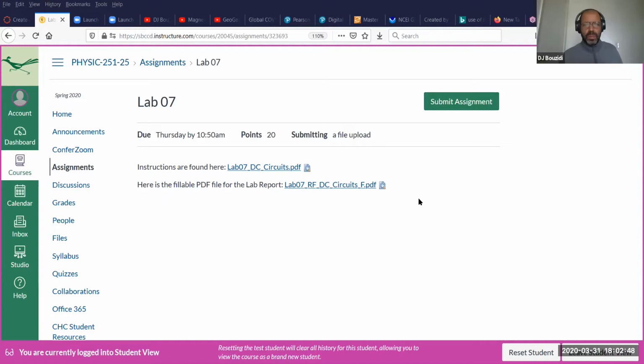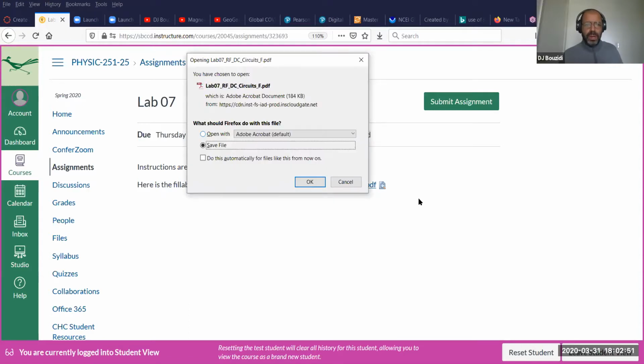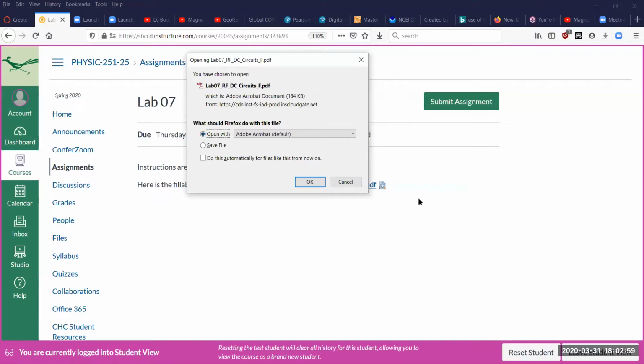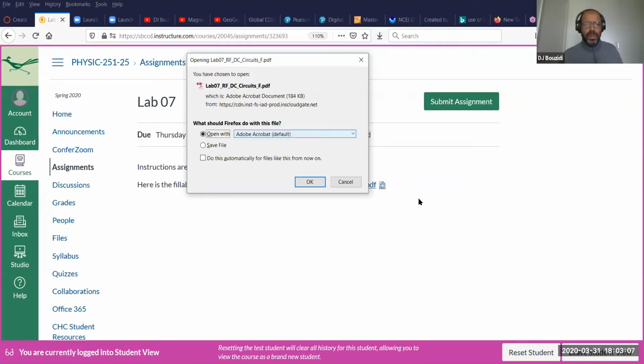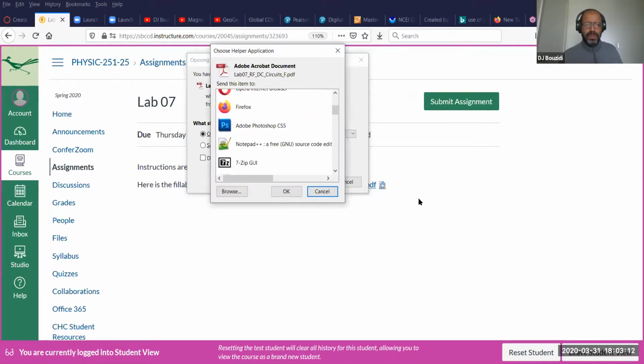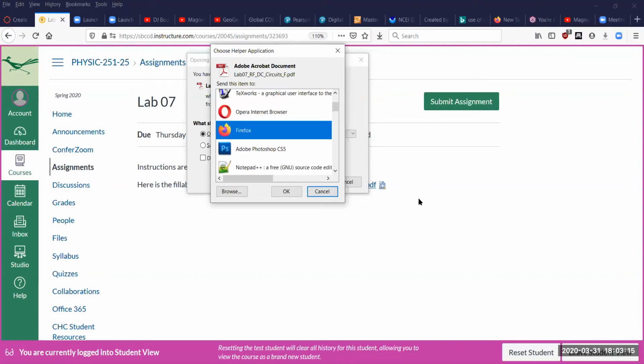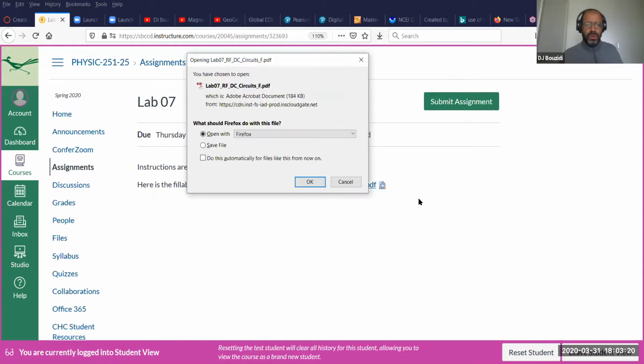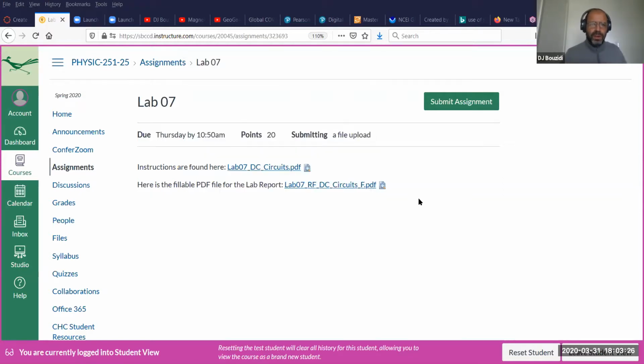It's not opening. Okay. Do you guys see the dialog box that just popped up or not? No? Yeah, we see it. Do you see that you have chosen to open lab 7 or not? Yes, yep. Okay, so I'm going to open it with Firefox, since I'm sharing Firefox. I'm going to choose that to show you basically an example of what can go wrong, okay? So I'm going to open it with Firefox.